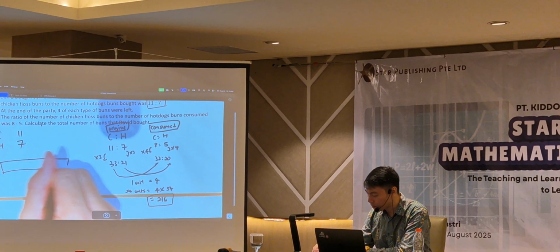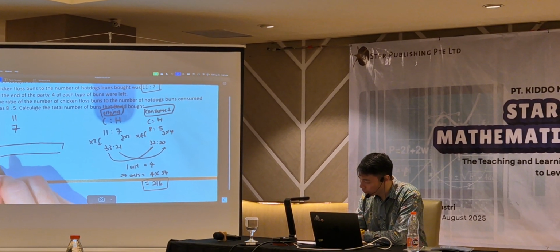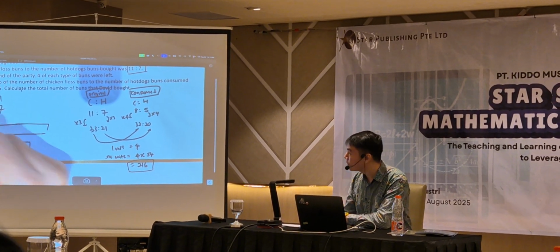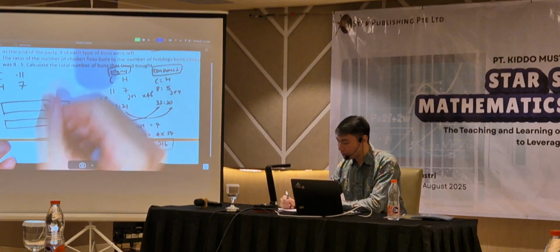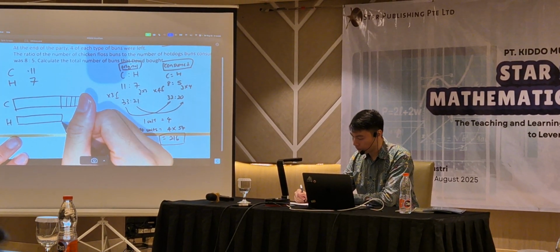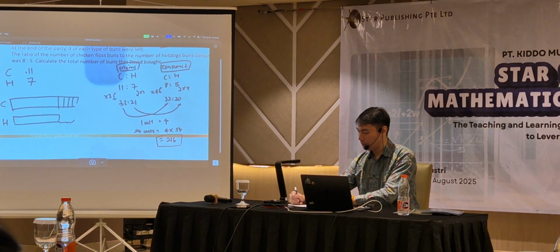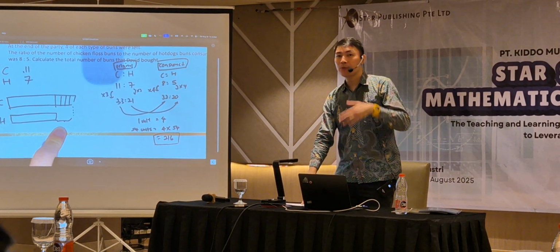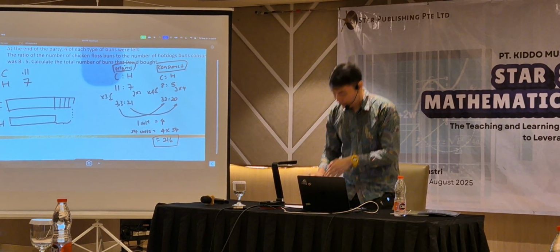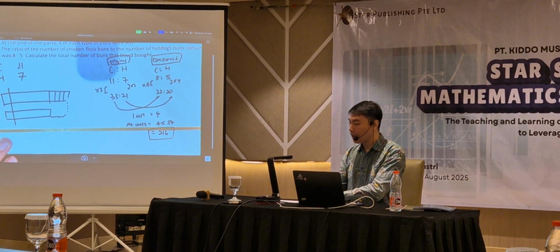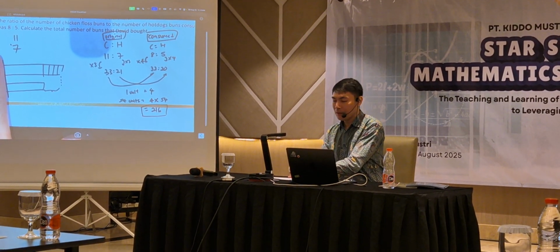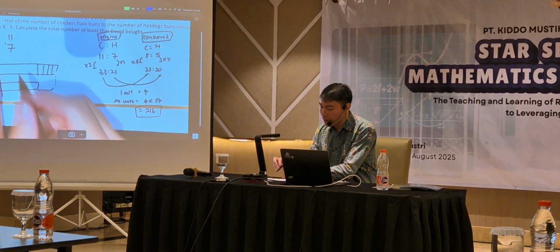So, okay, 11 units, 7 units here. Chicken is to hot dogs. Right? Now, there's a difference of 4 units. This is the difference between the number of chicken buns and hot dog buns. But at the end of the party, how many were left? 4 were left. And this ratio, let me just cover up. This ratio that's left is 8 is to 5.